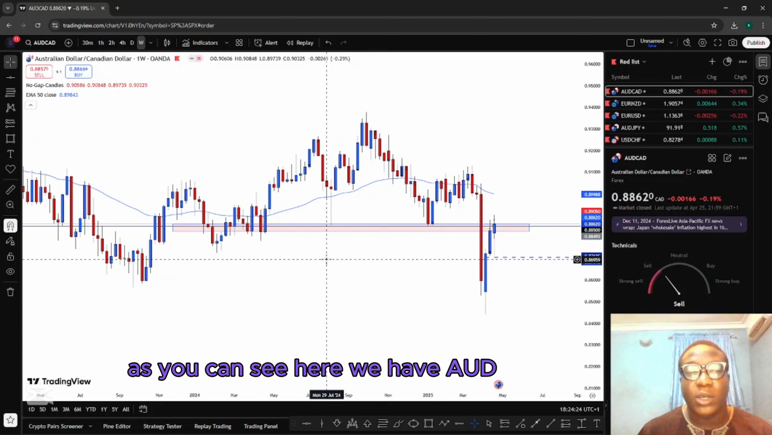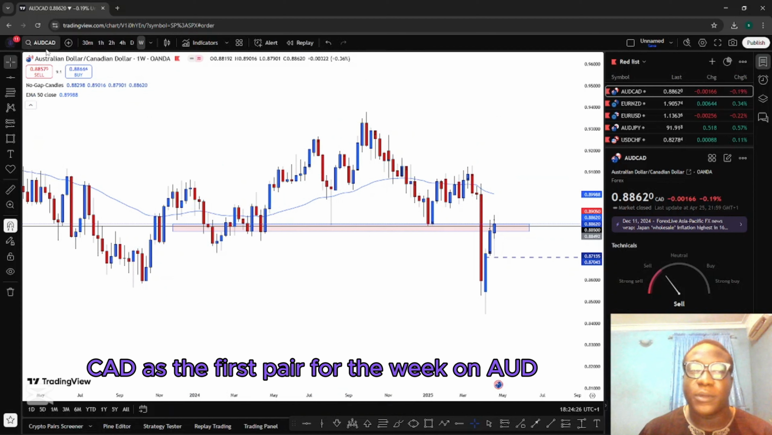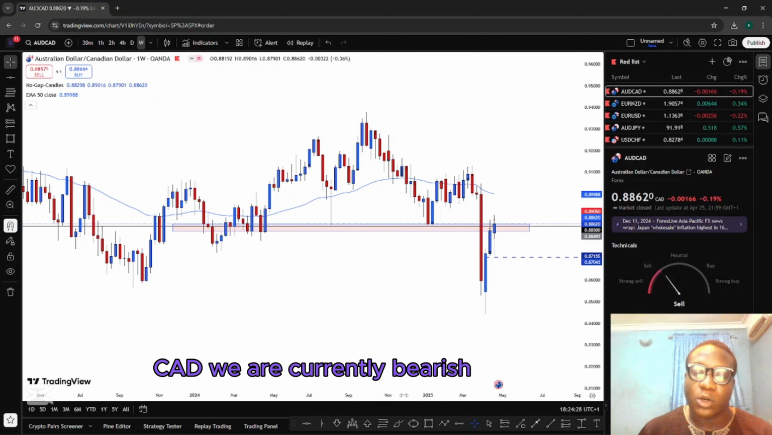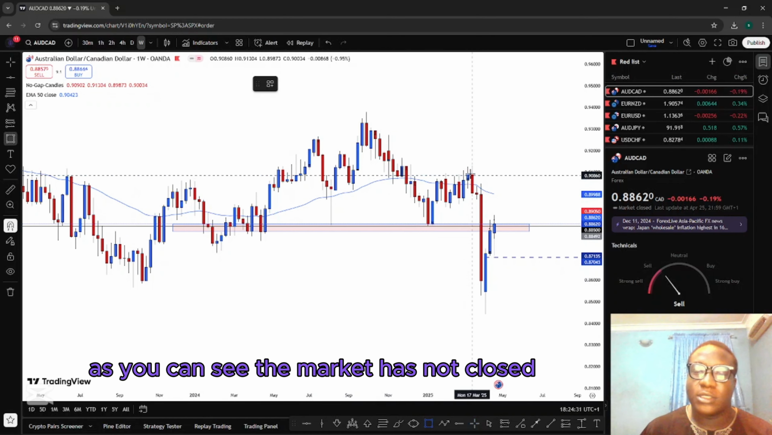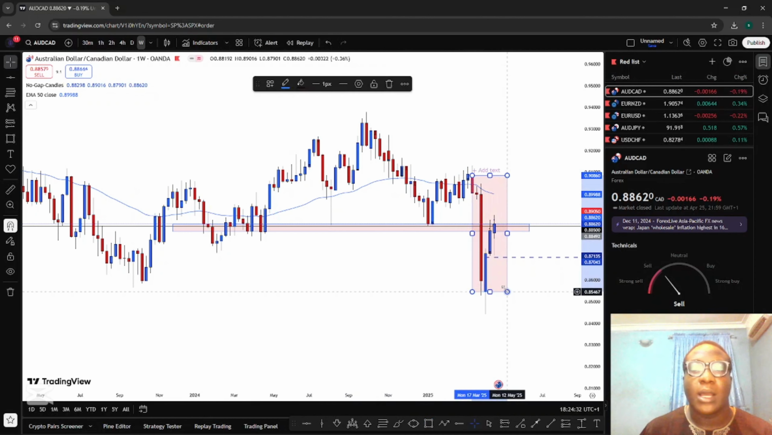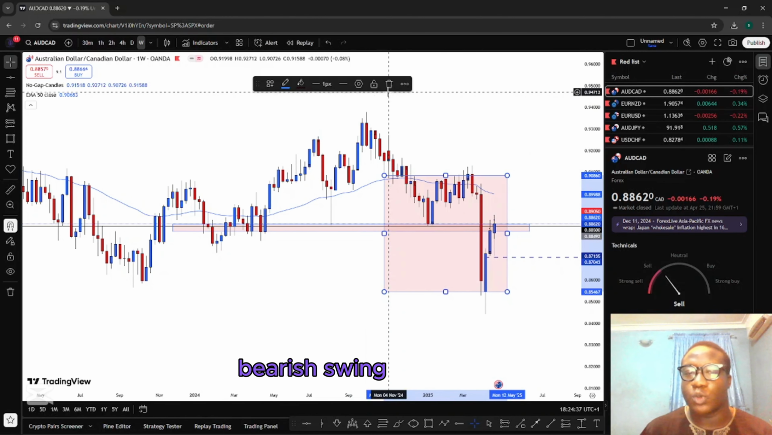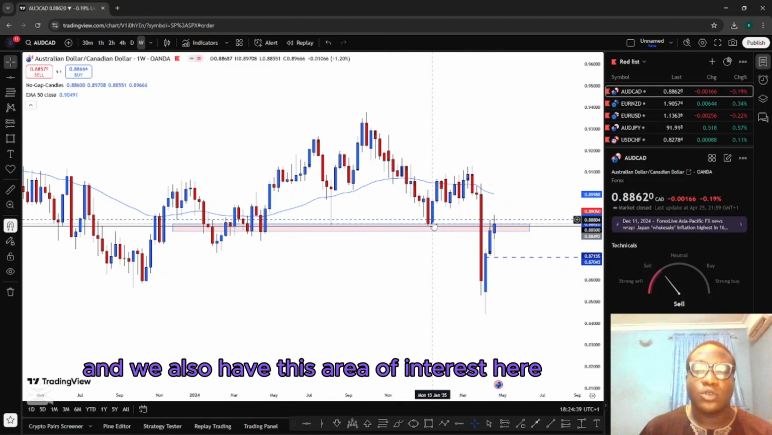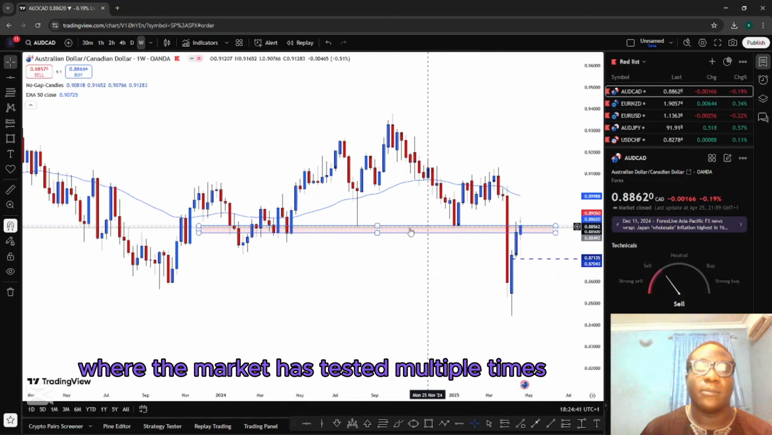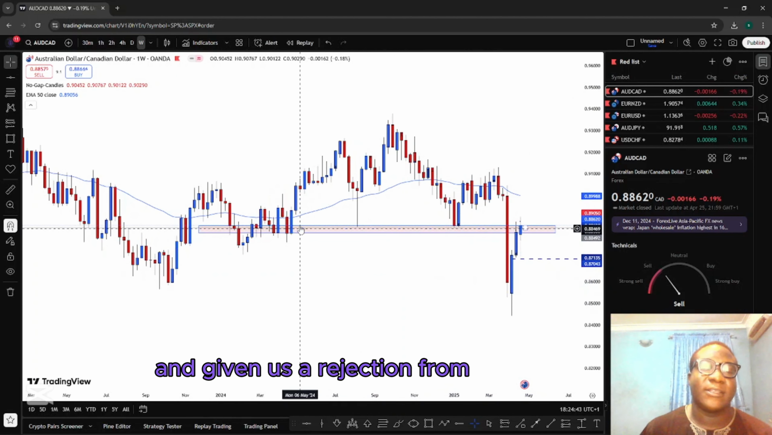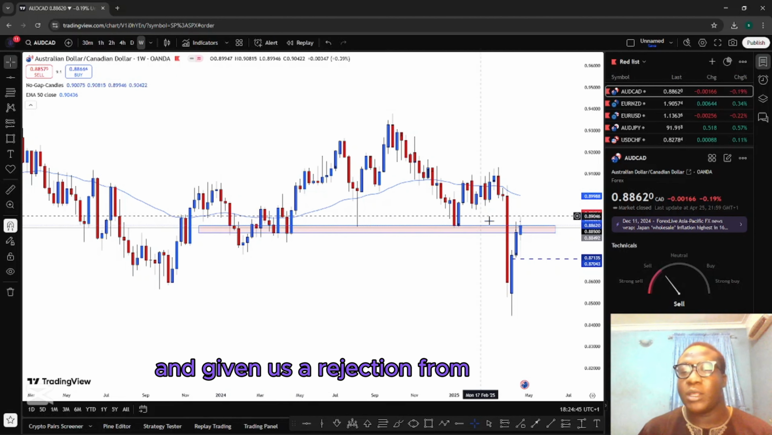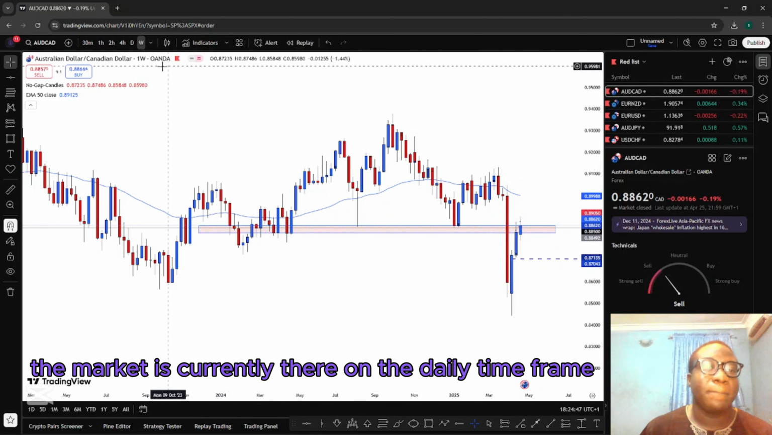As you can see here, we have AUD/CAD as the first pair for the week. On AUD/CAD, we're currently bearish. As you can see, the market has not closed above or below this previous market bearish swing. And we also have this area of interest here where the market has tested multiple times and given us a rejection from. As you can see, the market is currently there.